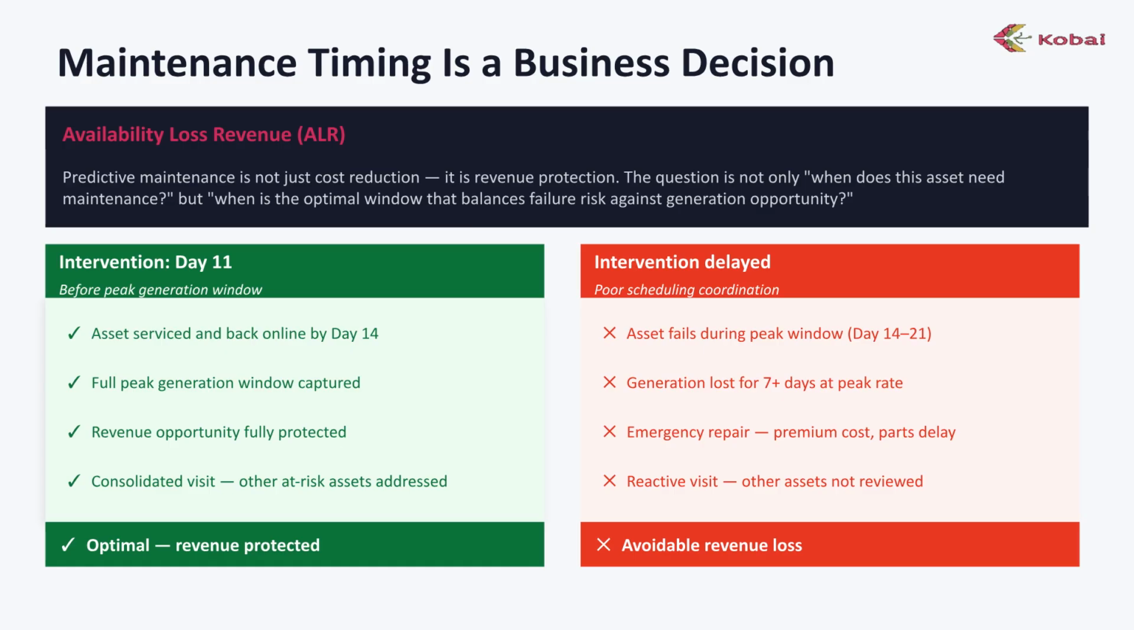Maintenance timing is a crucial business decision. Predictive maintenance is about revenue protection. The question is finding the optimal window that balances failure risk against generation opportunity, which directly relates to availability loss revenue, or ALR.